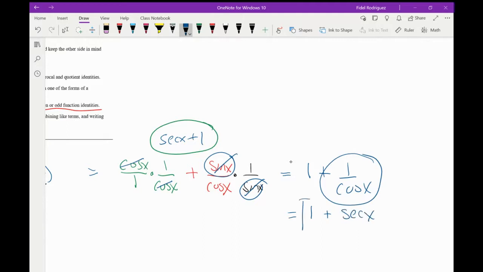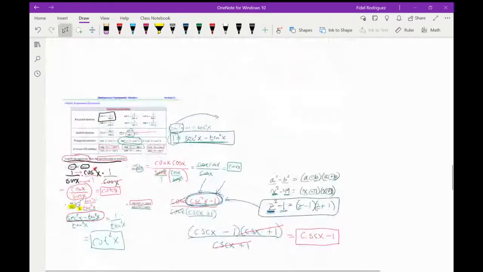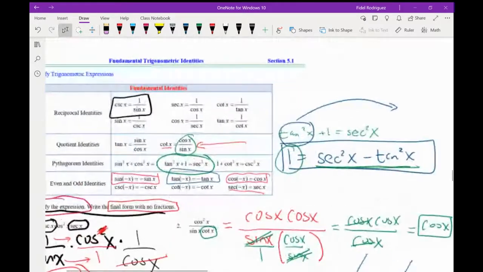Now, let me ask you a question. Is this piece here equal to what we had on the right side, which is that piece here? Okay. So, guys, the one thing that I really, really, really want to emphasize is I'm going to come back to these identities.